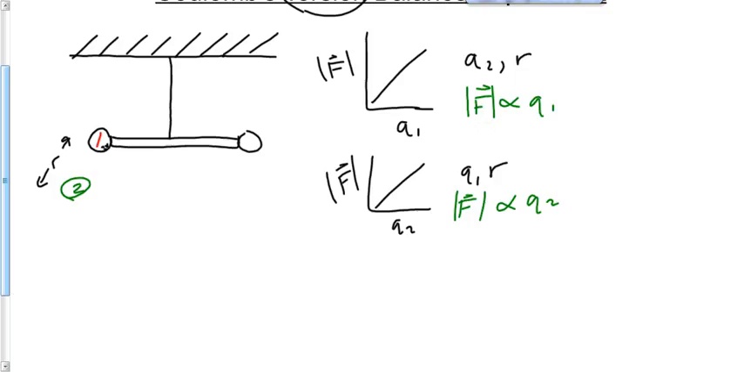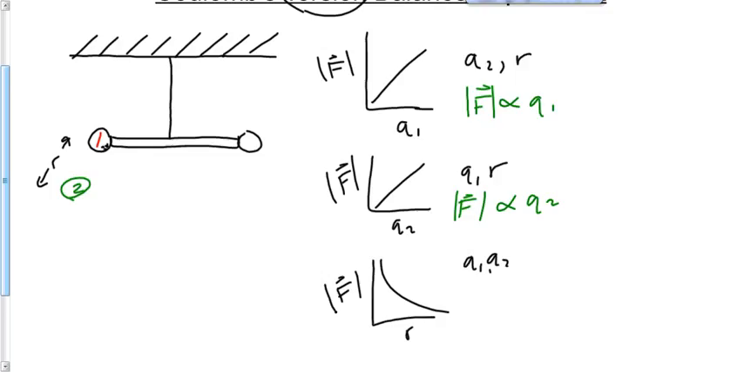Finally, he manipulates the value of R, the distance that separates the charges, to see how that affects force. He gets a line that curves downward like this. By the way, what would we hold constant here? What would be my control variables in this experiment? Q1 and Q2.